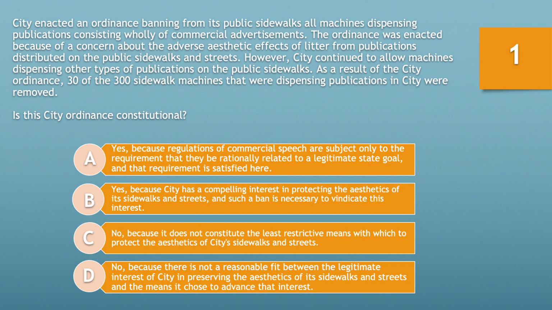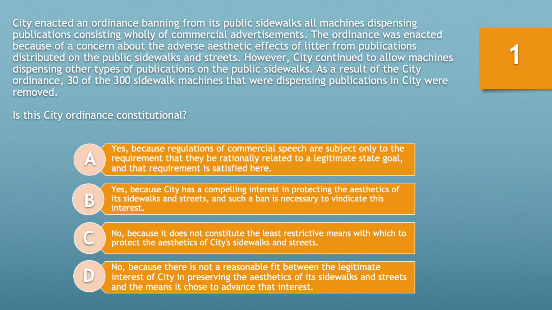Question number 1. City enacted an ordinance banning from its public sidewalks all machines dispensing publications consisting wholly of commercial advertisements. The ordinance was enacted because of a concern about the adverse aesthetic effects of litter from publications distributed on public sidewalks and streets. However, City continued to allow machines dispensing other types of publications on the public sidewalks. As a result of the City ordinance, 30 out of the 300 sidewalk machines that were dispensing publications in the City were removed. Is this City ordinance constitutional?